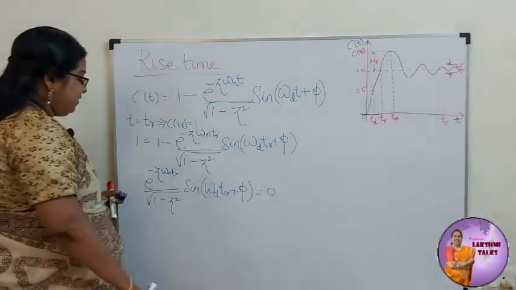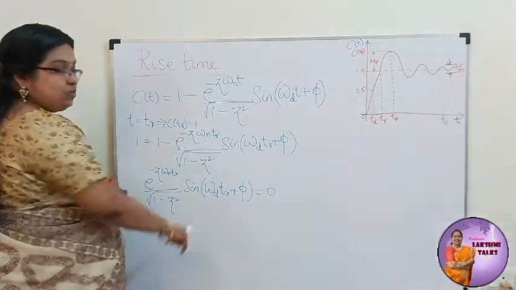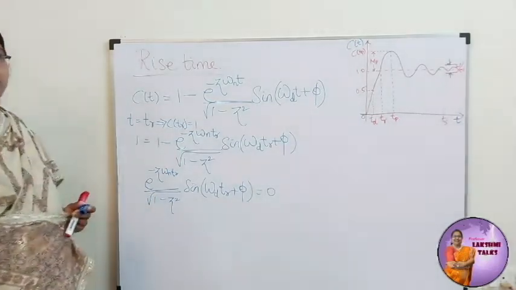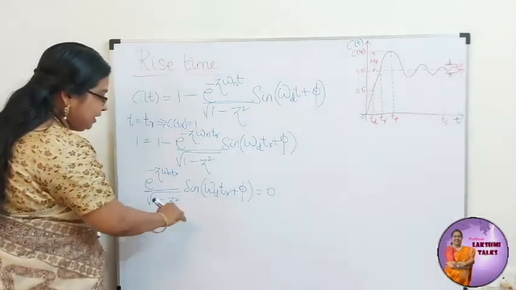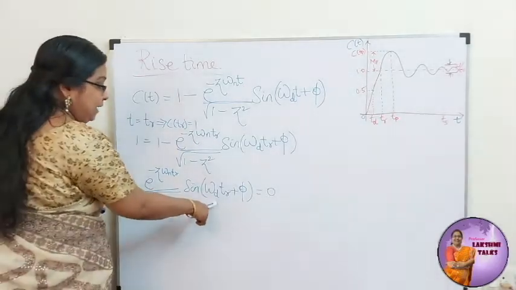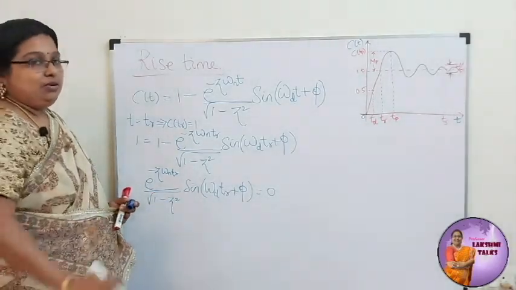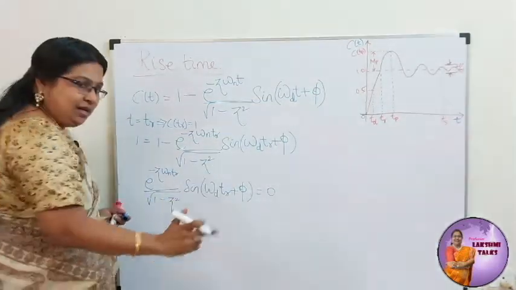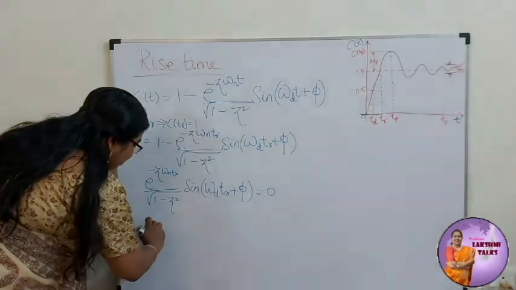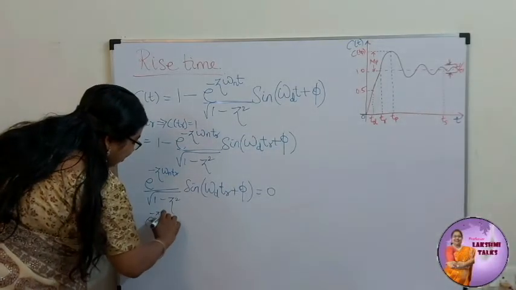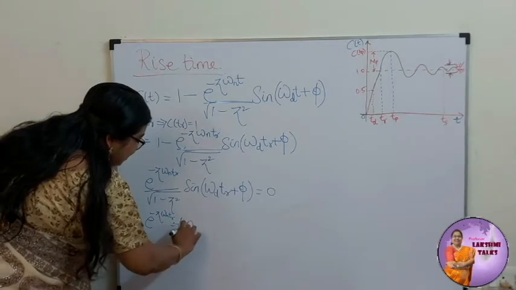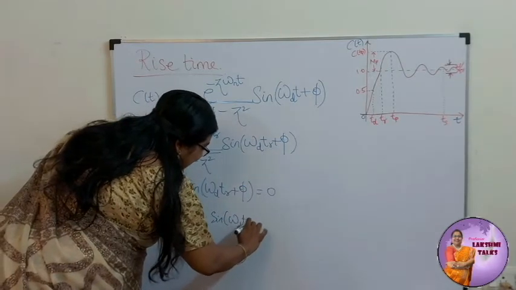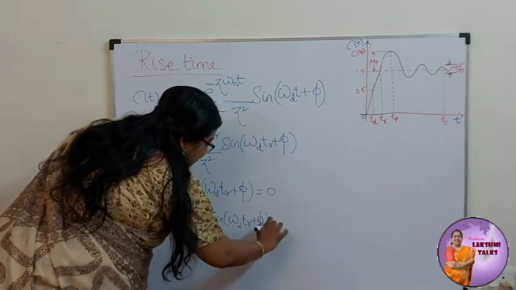Right? So in this case we can see there is an exponential part and a sinusoidal part. Okay? We know that this exponential part cannot become 0. So, since the exponential part cannot become 0, the sine part can become 0. We know sine of 0 is 0, right? Sine of pi is 0. So this term can become 0. So e power minus zeta omega n t r cannot become 0. Therefore, sine of omega d t r plus phi can become 0.